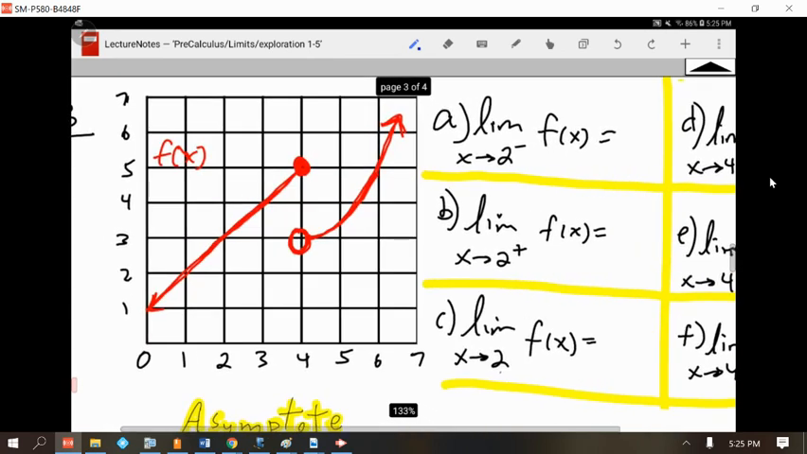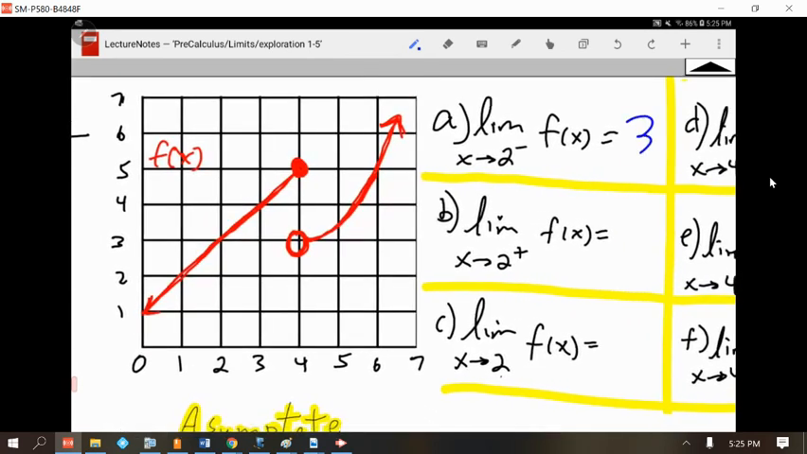So what's the answer as x approaches 2 from the left? It's 3. What's the answer as x approaches 2 from the right? Again, the right side means a little bit more than 2. So a little bit more than 2 means I'm coming down the line to that y value. And what is that y value? It's 3.